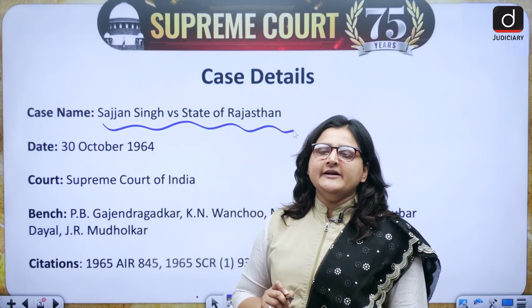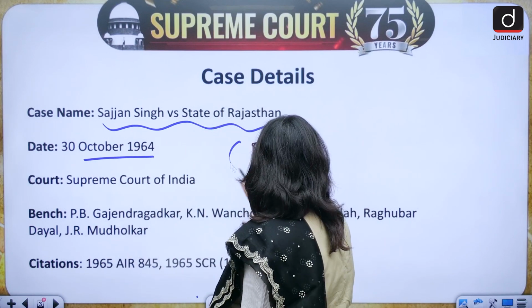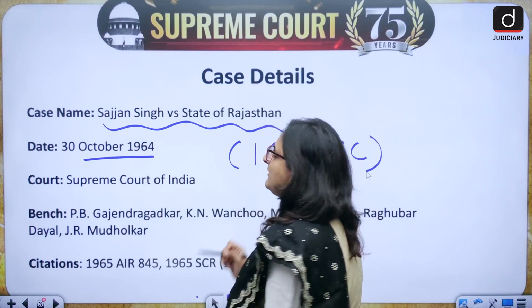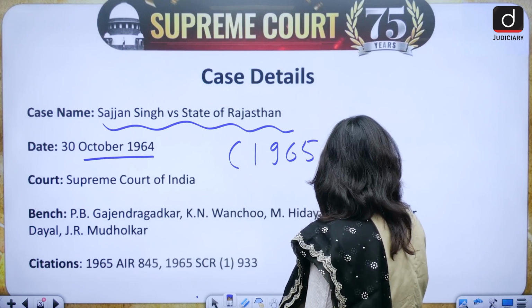It was decided by the Supreme Court of India on 30th October 1964, and the citation of this case is 1965 Supreme Court. It was decided by a 5-judge bench comprising the following justices, in which 2 of the justices held the dissenting opinion on some issue. So let us see what the bench was and which 2 of them held the dissenting opinion.